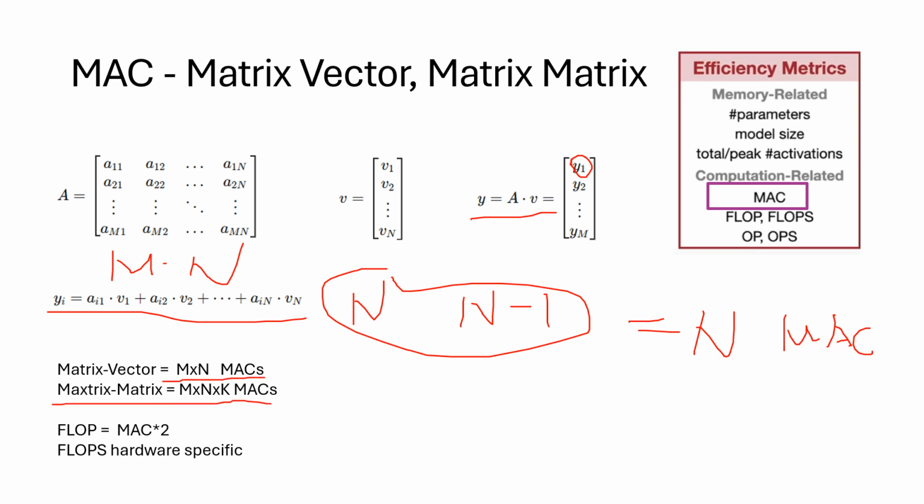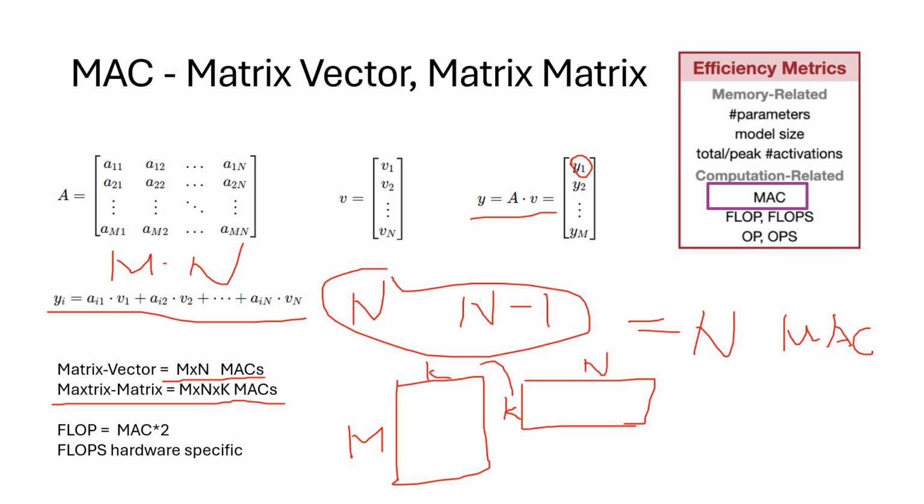For matrix multiplication, it's basically the same thing, but we need to think about another dimension, which is the k. For example, we have m here, and then we have a k here. This is the first matrix dimension. Then the k must match this k here. Then we have an n. So in total, we need to do n times m times k MAC for matrix to matrix.